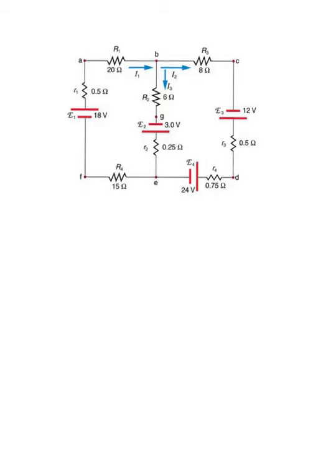In this video, we're going to do an example of a multi-loop circuit in which we know the voltage of all of the batteries and the resistance of all of the resistors. In the diagram, we have already labeled the direction of the currents that we are interested in.